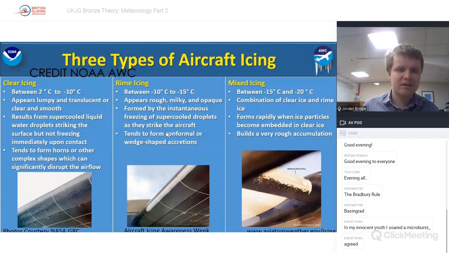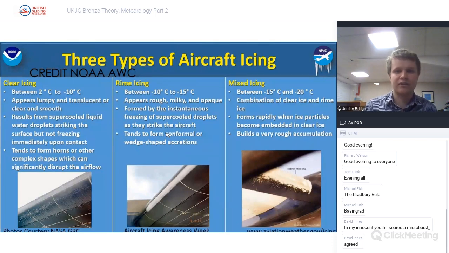Compare that to rime icing, where I've generally seen this more when I'm flying, because if I've flown through a snow shower, the ice sits on the front of the wing. That's because it just follows the shape. Again, super cooled droplets hitting the aircraft, or snow. Mixed icing is a bit between the two.